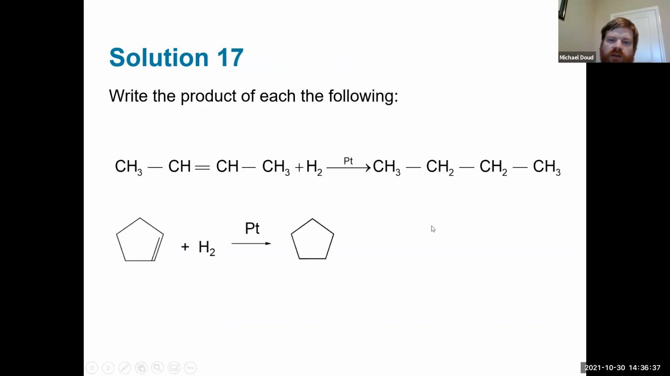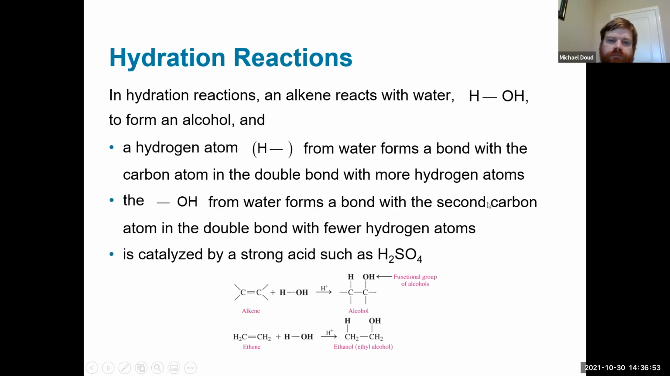Okay, so we're back. Let's go ahead and take a look. So in this case, it's 2-butene. That just becomes butane. And cyclopentene here just becomes cyclopentane. Again, we get rid of the double bond and we just form all new carbon-hydrogen bonds.